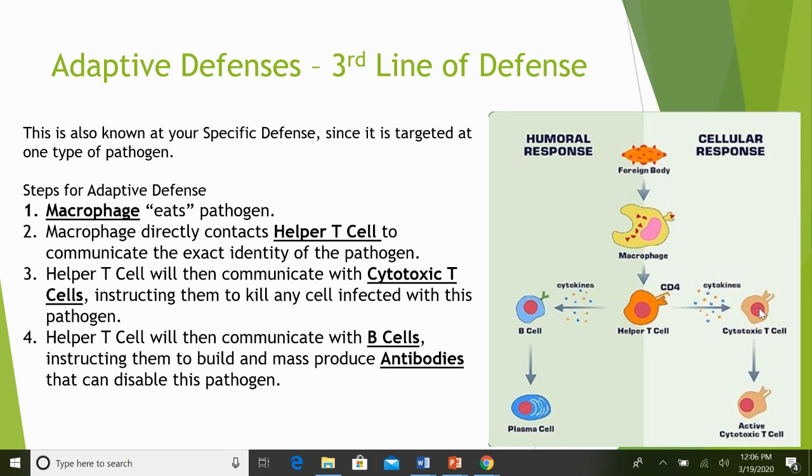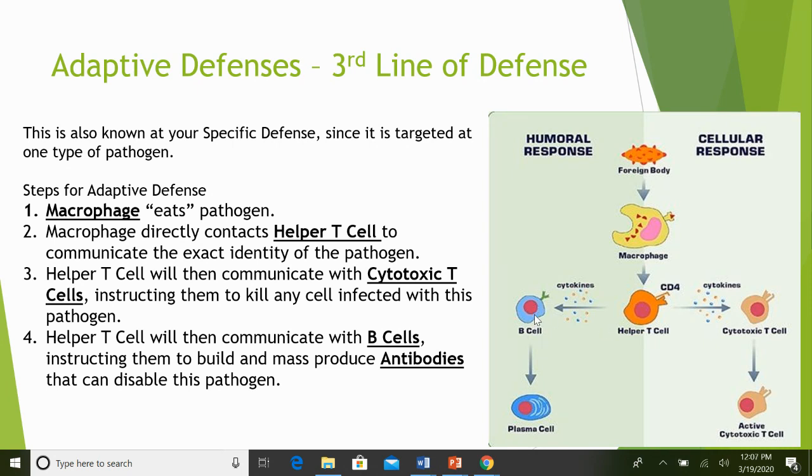Now, cytotoxic T cells, and this cyto here, cyto means cell, these T cells are actually toxic to cells that have been infected with that pathogen. So these cytotoxic T cells are going to be engaging in cell-to-cell combat. They will go directly to an infected cell and release nasty enzymes that destroy the cell and kill it right away. What those cytotoxic T cells do is direct cellular death.